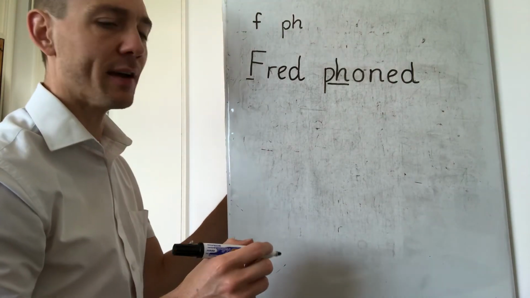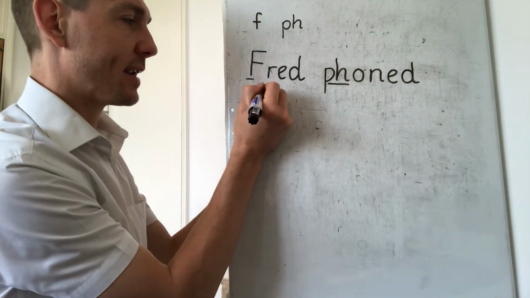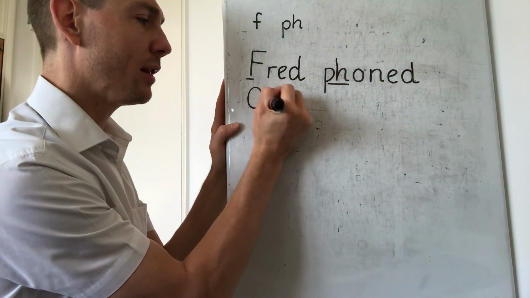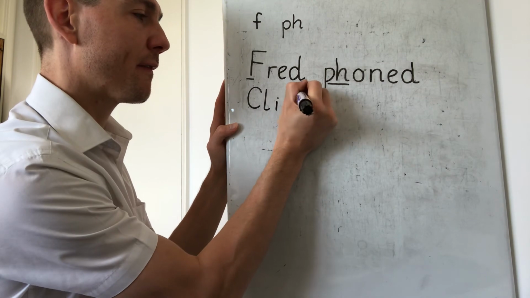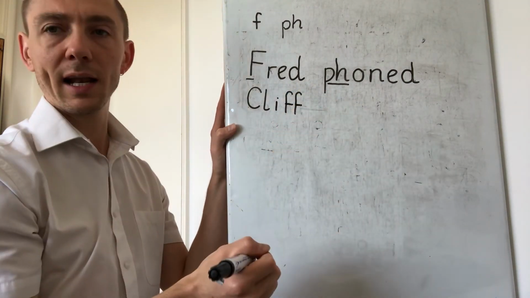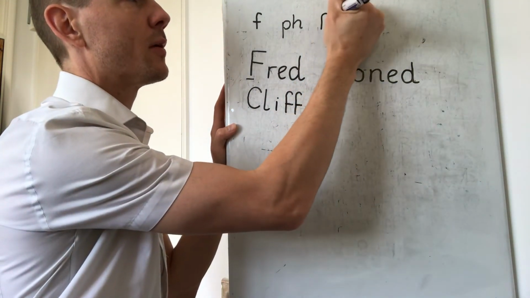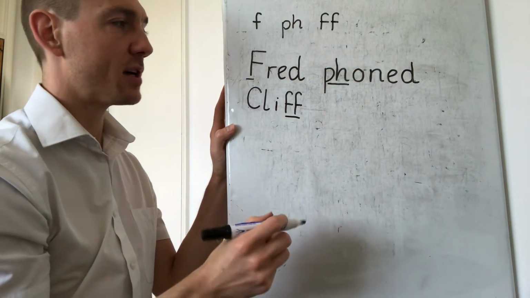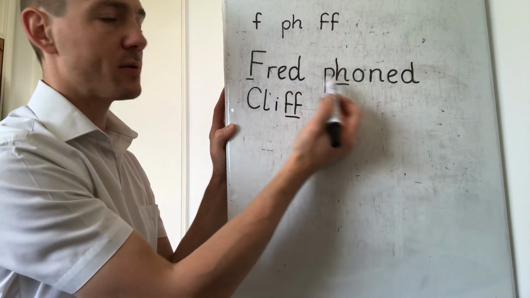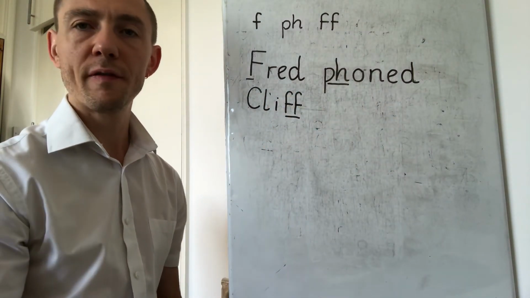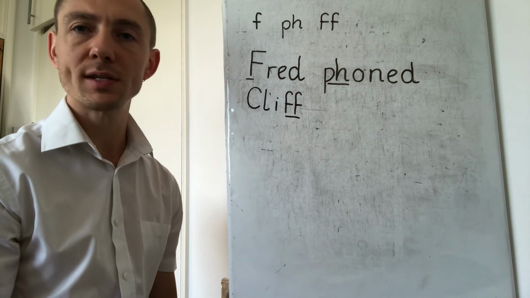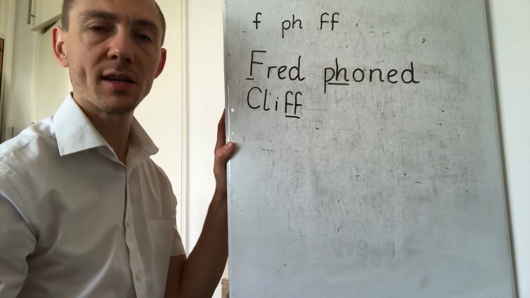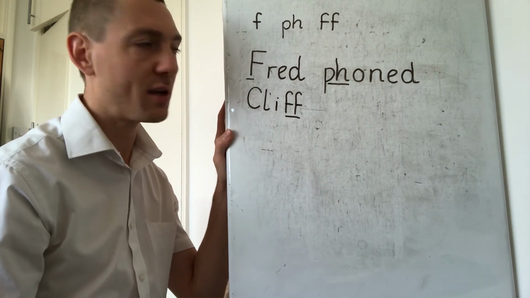Fred phoned Cliff. Cliff is a name, so it's a capital C for Cliff. Cliff. And that time, with the double F, we can see at the end of the word. Fred phoned Cliff to find out which fish he wanted. To find out which fish he wanted. So pause, and it's over to you.